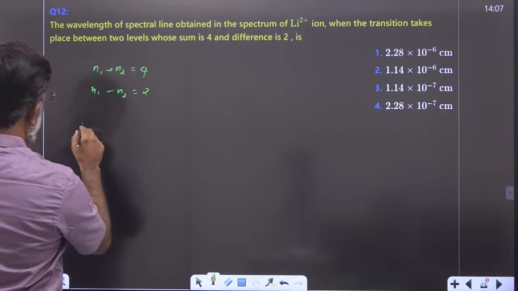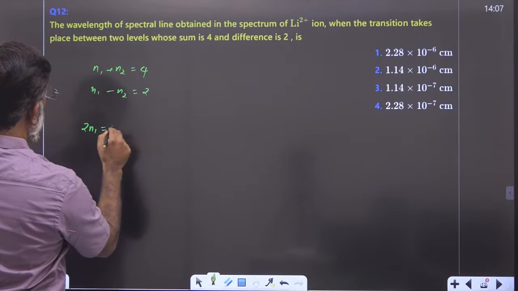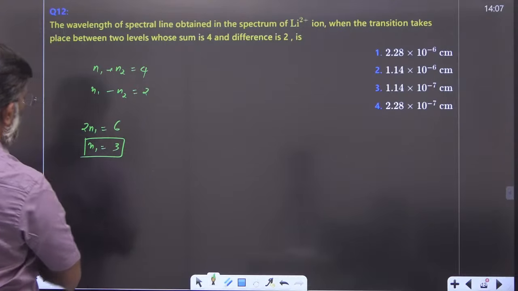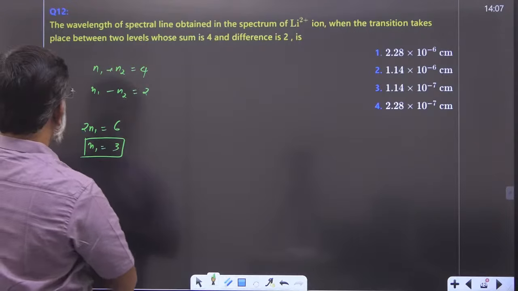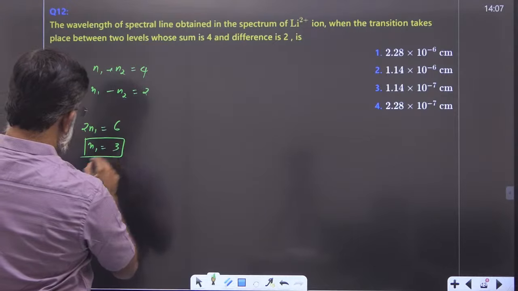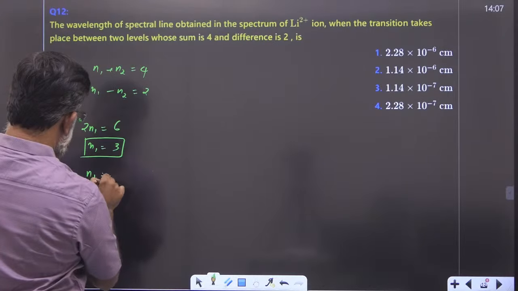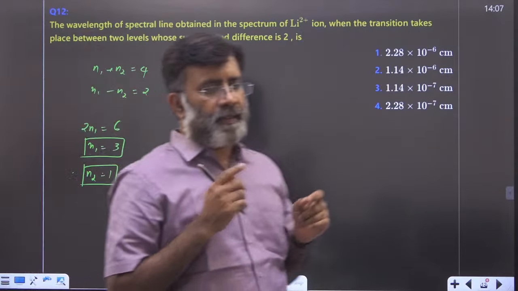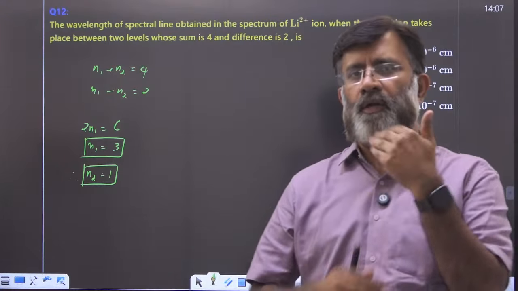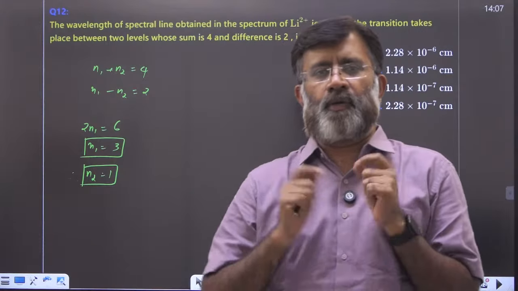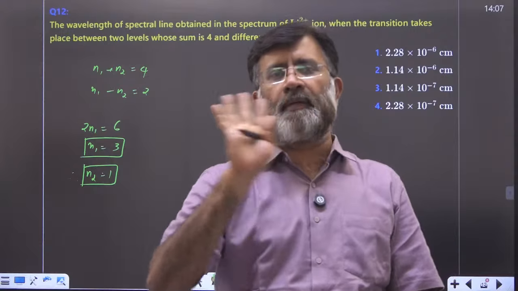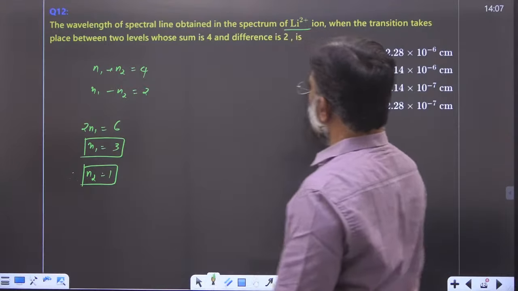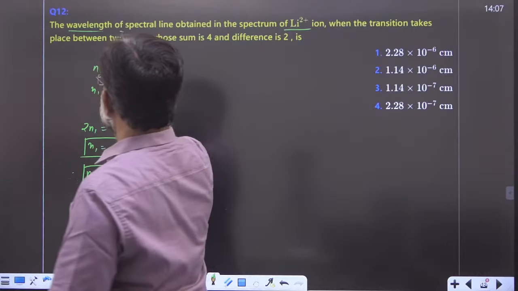Just രണ്ടും കൂടെ ആഡ് ചെയ്യൂ. 2N1 equal to 6 എന്ന് കിട്ടും, N1 equal to 3 എന്ന് കിട്ടും. N1 3 ആണെങ്കിൽ N2 equal to 1. So we are talking about 3 to 1 transition or 1 to 3 transition. ആരുടെ? ലിഥിയത്തിന്റെ. എന്ത് കാണണം? വേവ് ലെങ്ത് കാണണം.